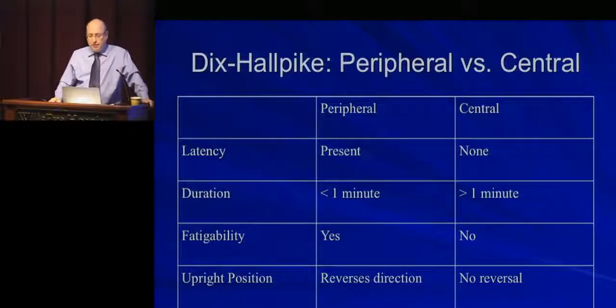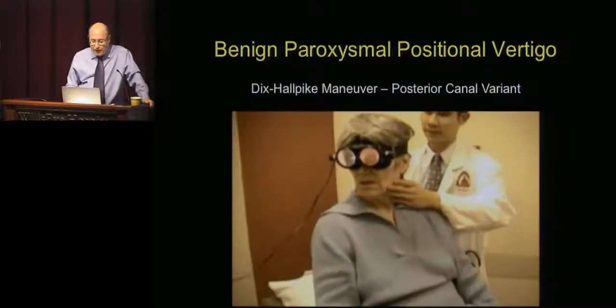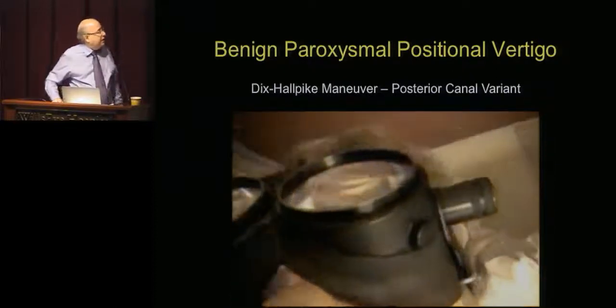So here's a case, courtesy of Dr. David Z. in Baltimore, an expert in eye movements. And this is benign positional vertigo. You're going to see the Dix-Hallpike maneuver, and then the eyes shaking. Go back down with head hanging down to the right.